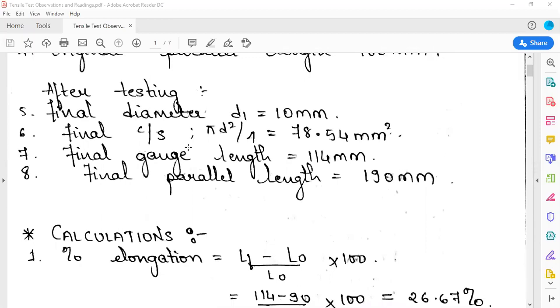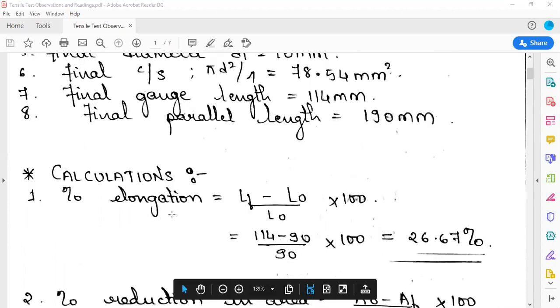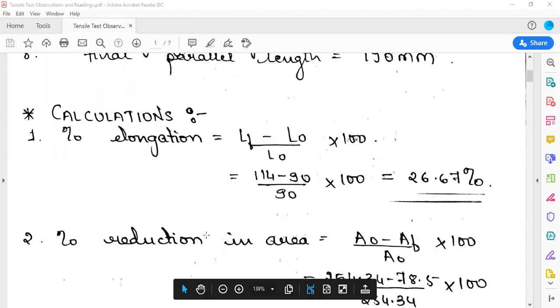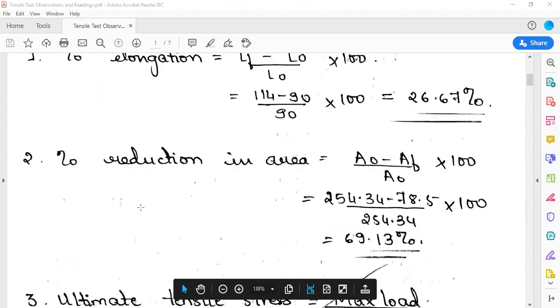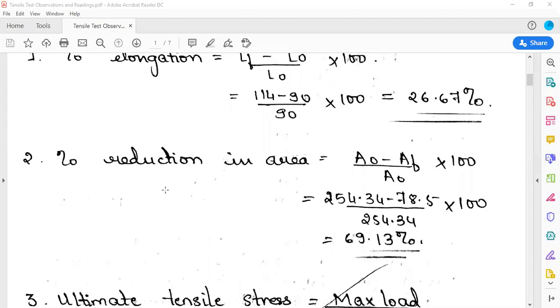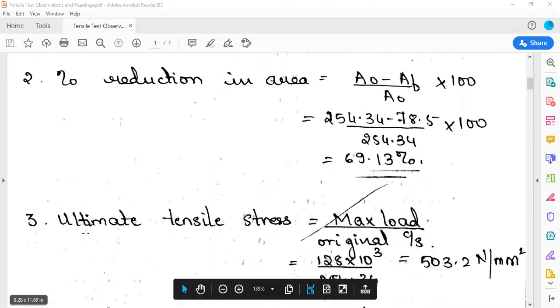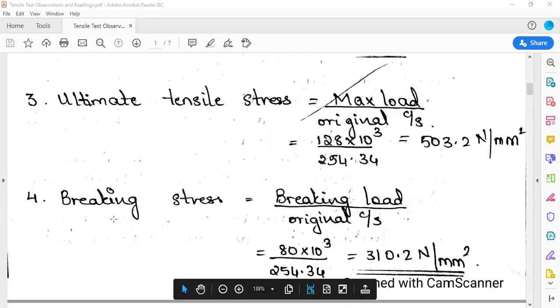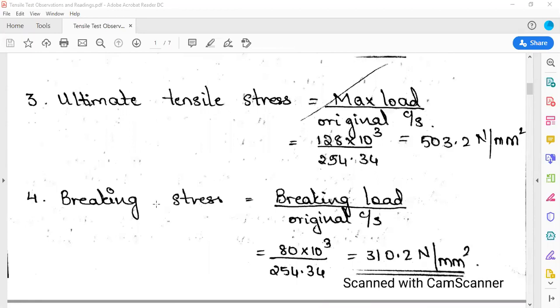Usually this tensile test is conducted to calculate the percentage of elongation in the specimen and the percentage reduction in cross-sectional area. As the specimen elongates, there will be reduction in the cross-sectional area. You are going to find out the reduction in cross-sectional area. Similarly, you are going to find out the ultimate tensile stress, the maximum stress a specimen is going to take. That will give you the ultimate tensile stress. This is the breaking stress, the load at which the specimen breaks.